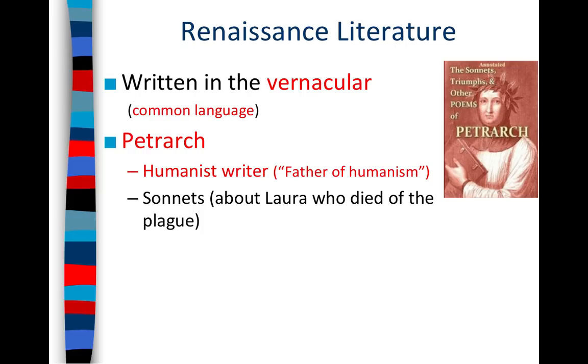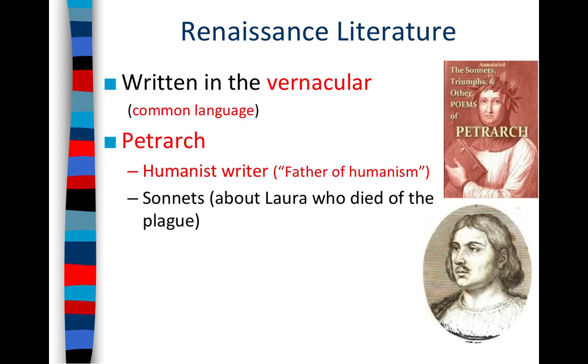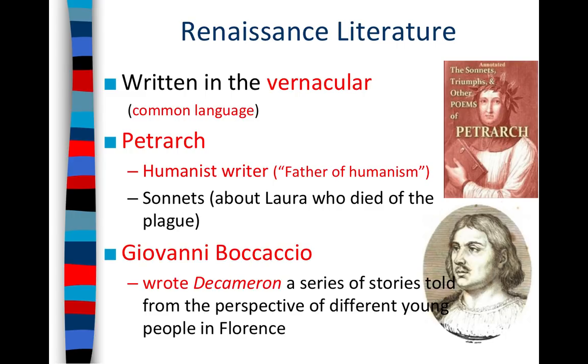Petrarch is going to be a humanist writer. He's also going to be considered the father of humanism. He wrote sonnets about Laura, who died of the plague. So pretty much everything that he wrote about had to do with his love of Laura. Giovanni Boccaccio wrote Decameron, a series of stories told from the perspective of different young people in Florence. And both of these are renowned writers during the Renaissance.